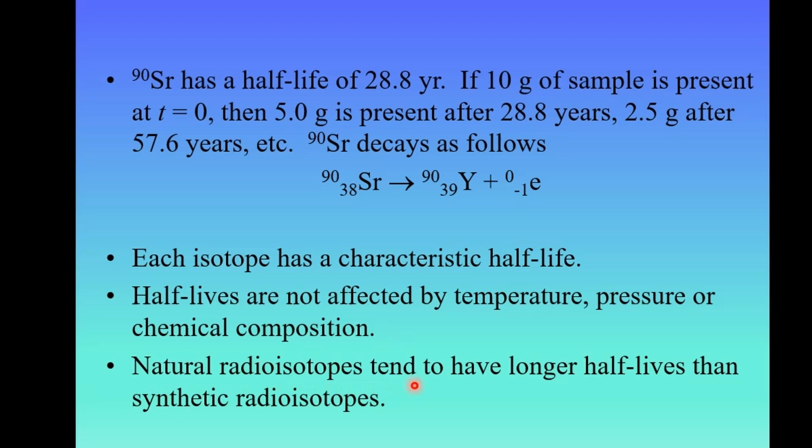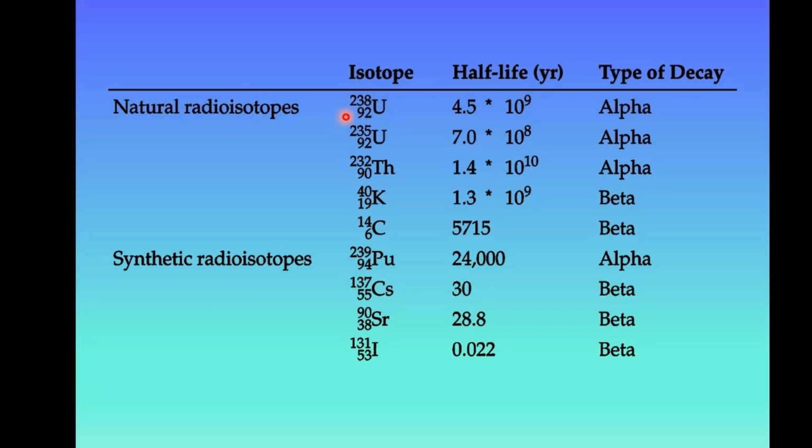Natural isotopes tend to have longer half-lives than synthetic ones. Kind of makes sense. If we find something naturally has radioactivity, it's probably been laying around for quite a while. So here's our uranium-238, 4.5 times 10 to the 9th years. Uranium-235, a little shorter. Notice these all decay by alpha, probably because of that larger than 82 atomic number. Of course, carbon-14 isn't so large, so it undergoes beta decay. So these lighter ones undergo beta decay. Hopefully you could predict that based on some of the things we just talked about.